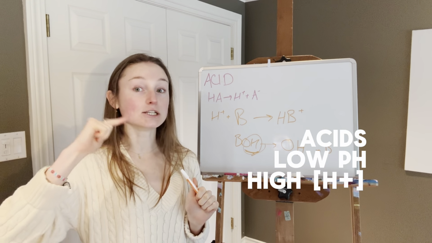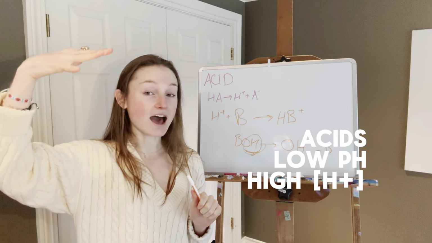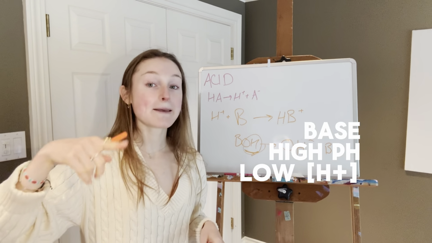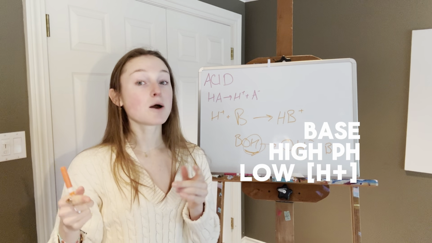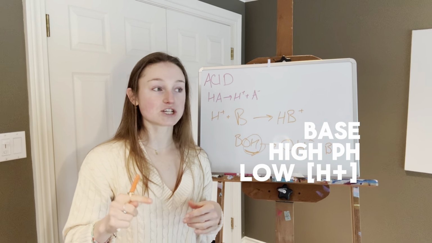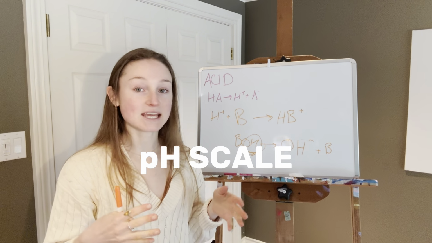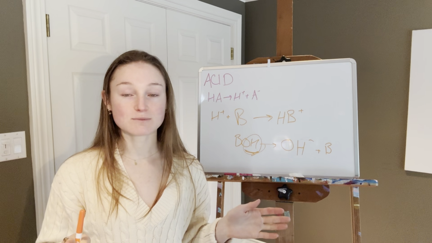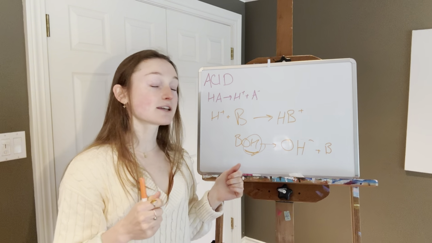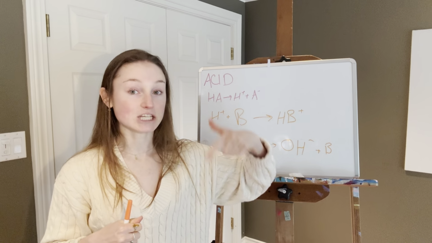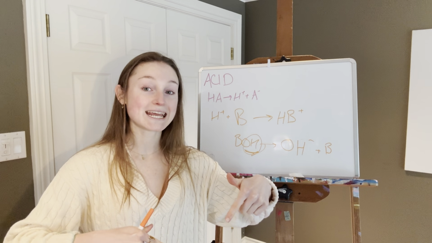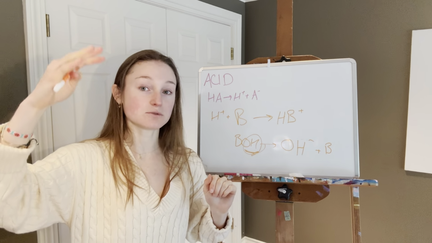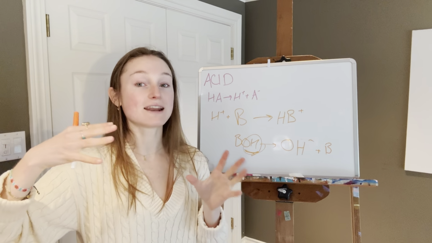Acids have a low pH and a high free proton concentration because acids release free protons. Bases will have a high pH but a low proton concentration. And this is exactly what the pH scale measures. The pH scale is an inverse logarithmic measurement of proton concentration. Literally all it means is that as pH decreases, proton concentration increases. The more protons you are able to release into solution, the stronger of an acid you are.